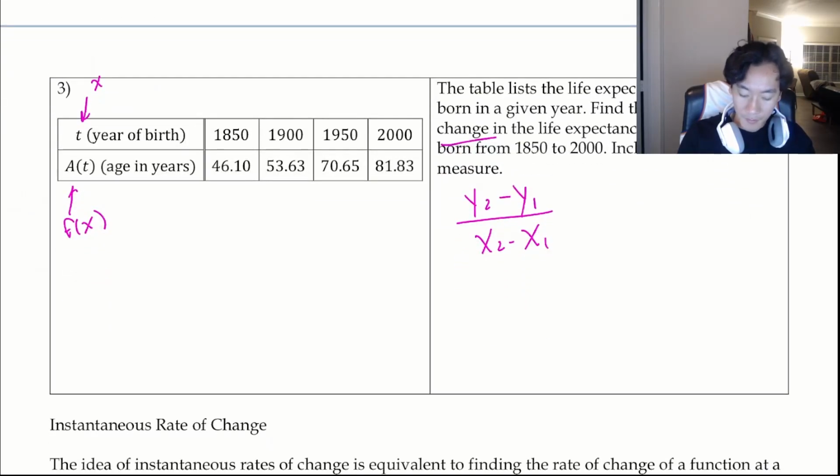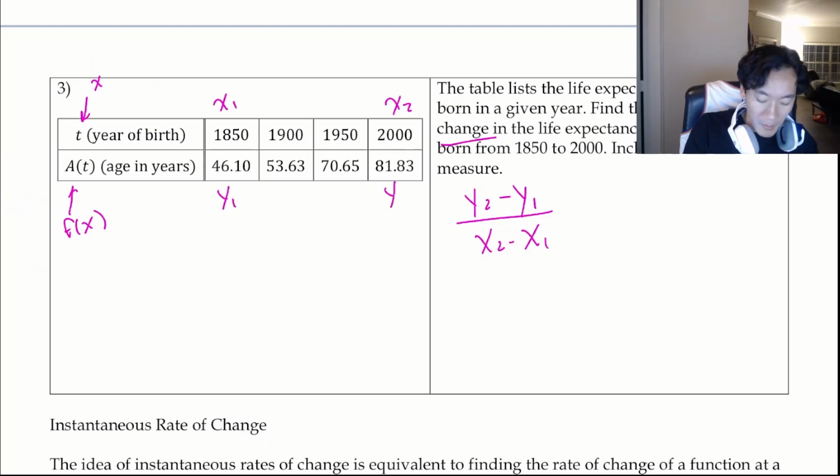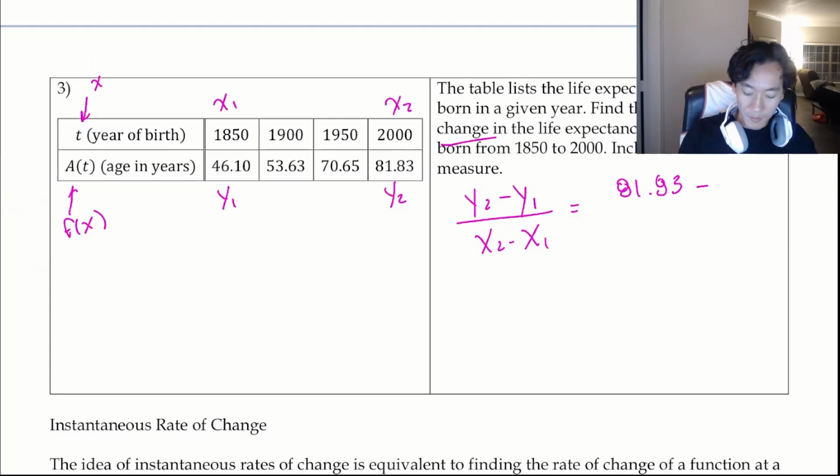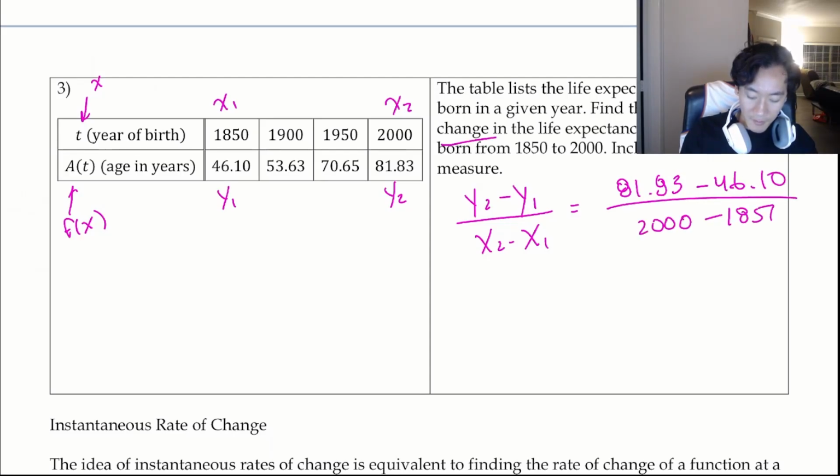And so they want it from 1850 to 2000. So here's my x1, here's my x2, here's my y1, here's my y2. So I have everything I need to plug into this equation. So let's plug it in. I have 81.83 minus, that's not right. Oh, that is right. 46.10, all divided by 2000 minus 1850.